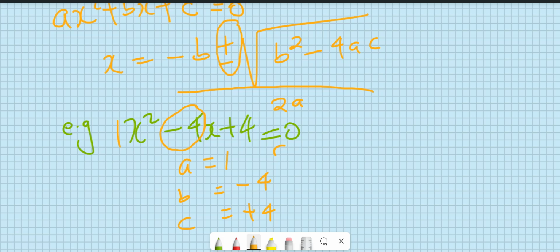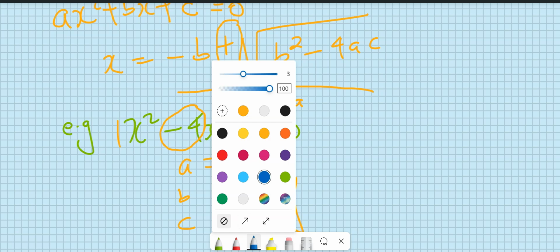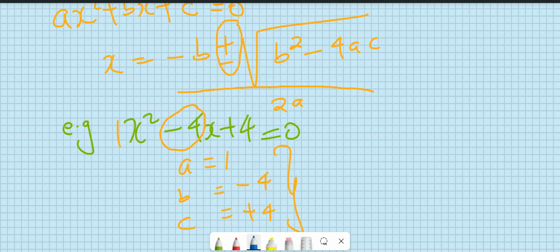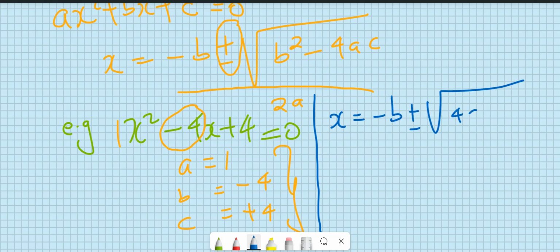Now from this you input the formula that we wrote before. So what is the formula? You write x equals negative b plus or minus the square root of b squared minus 4ac, then divided by 2a.